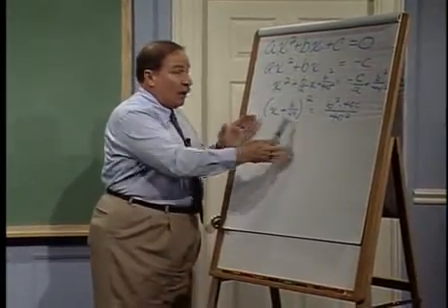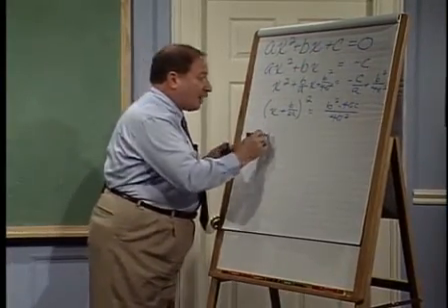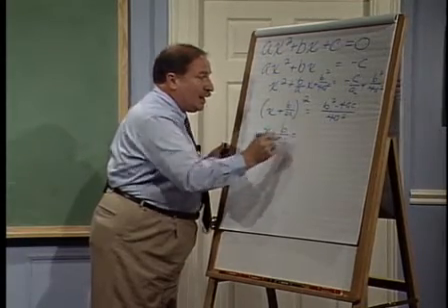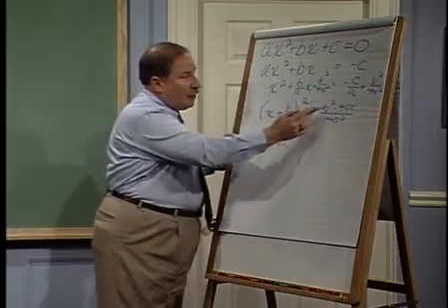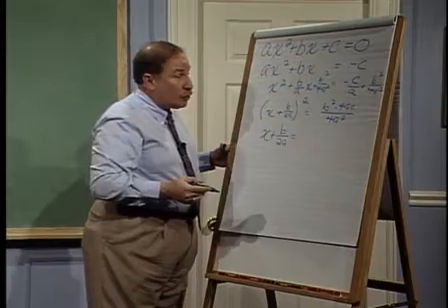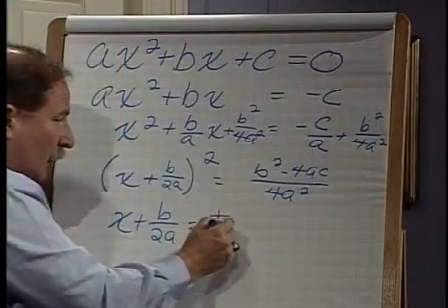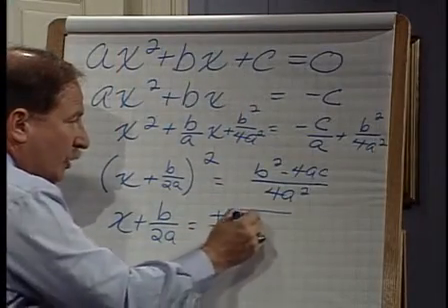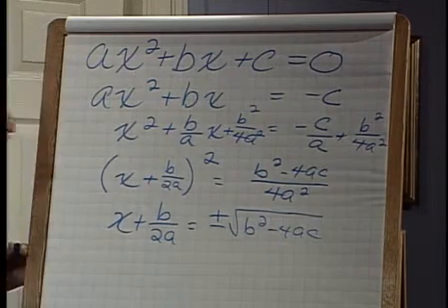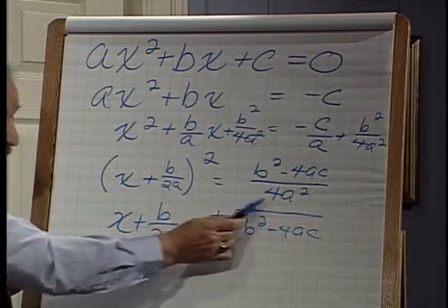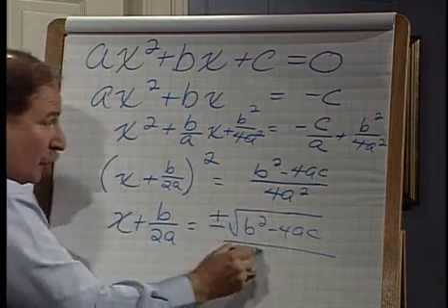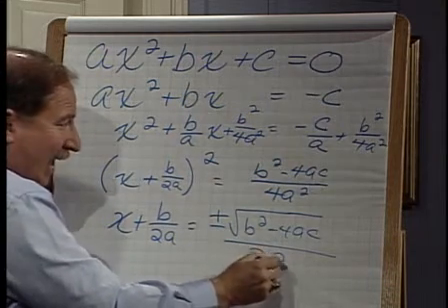When we got the perfect square, we took the square root. x plus b over 2a equals. Well, b squared minus 4ac, I can't figure out right away what the square root is, so I'll just write plus or minus the square root of b squared minus 4ac, and that whole thing is inside the square root. I can take the square root of 4a squared. The square root of 4 is 2. The square root of a squared is a.